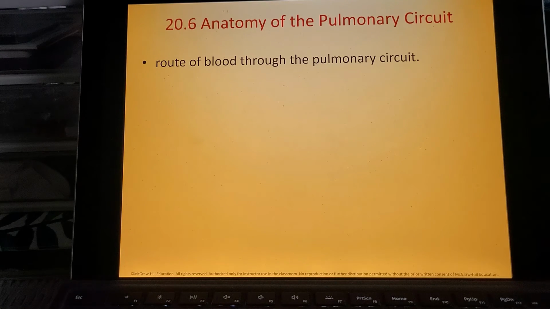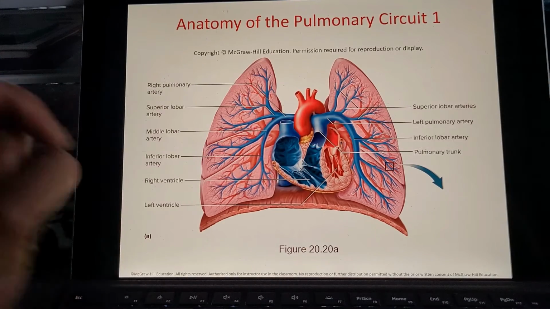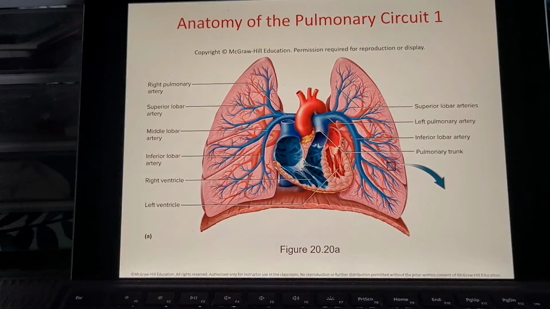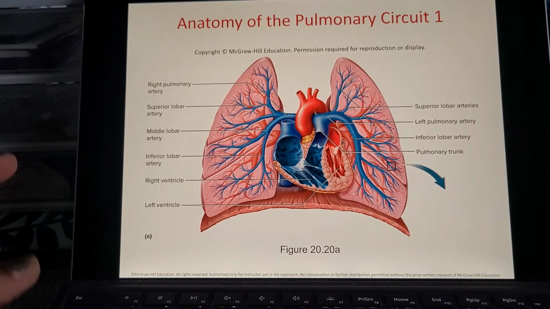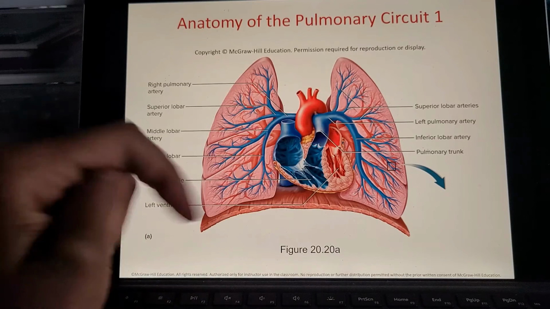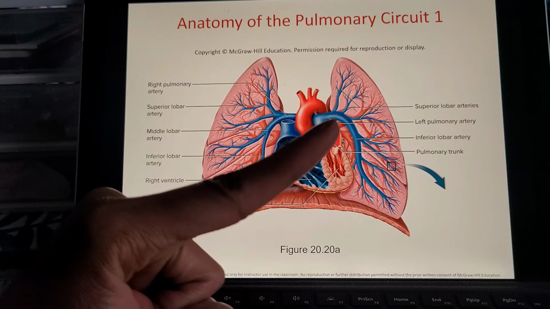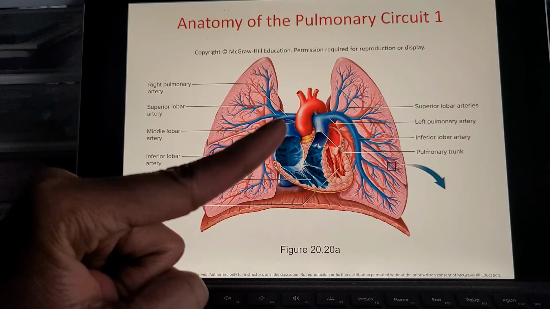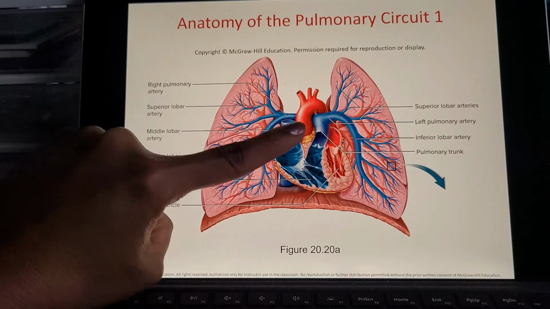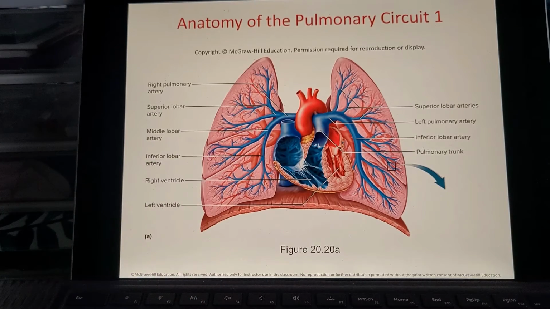Okay, so let's look at our different circuits or routes of blood moving through. So here's a nice, pretty picture. The pulmonary circuit, so dealing with our lungs. So blood vessels leaving the heart: we have our pulmonary trunk to go to our left and right lungs. This pulmonary trunk is going to split into a left pulmonary artery and a right pulmonary artery. Then we have our aorta that's going to send blood to the rest of the body. So those are two blood vessels that are moving blood away from the heart.